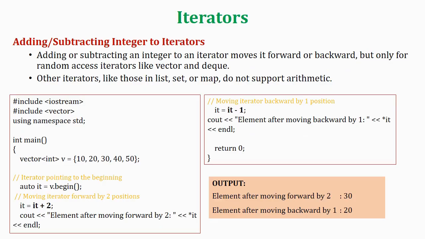Next, adding and subtracting an integer to the iterator. Adding or subtracting an integer to the iterator moves it forward or backward, but only for random access iterators like vector and deque. We'll see one example. Vector v is a collection of values. So now we are going to start from the beginning, then it is stored in it. So it plus 2 means what? Already it is here, right? The variable it points to here. Plus 2 means the control moves 1 and 2. So control is here. So now we are printing the current value, right? What is the result now? 30.